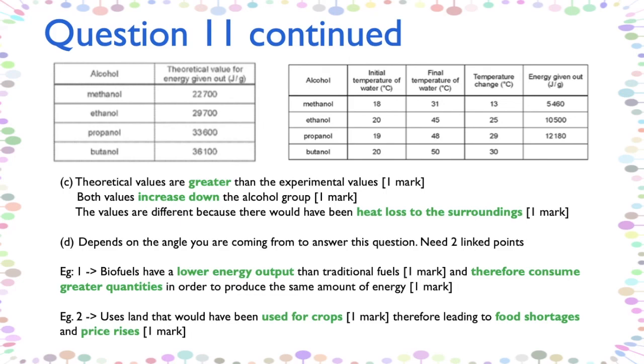Biofuels have lower energy output than traditional fuels and therefore consume greater quantities in order to produce the same amount of energy. Or you could have said they use land that would have been used for crops and therefore lead to food shortages and price rises. So you could have either talked about the biofuel itself or the effect of the biofuel on other people.